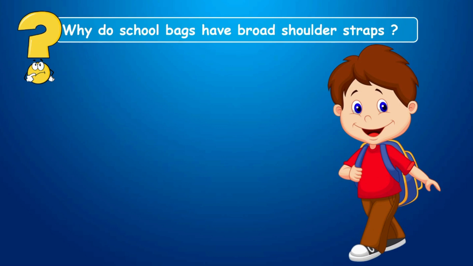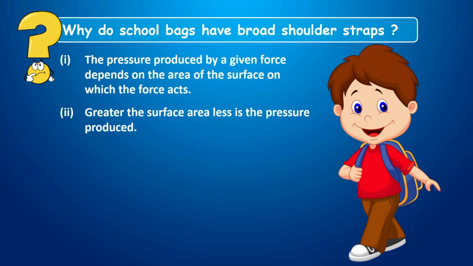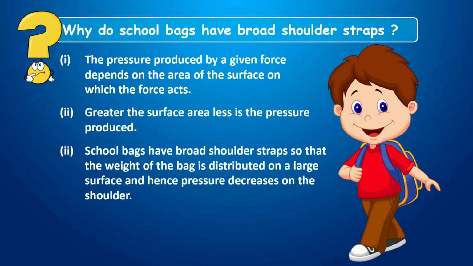Why do school bags have broad shoulder straps? Point number one, the pressure produced by a given force depends on the area of the surface on which the force acts. Point number two, the greater the surface area, the less is the pressure produced. Point number three, school bags have broad shoulder straps so that the weight of the bag is distributed on a large surface and hence pressure decreases on the shoulder.